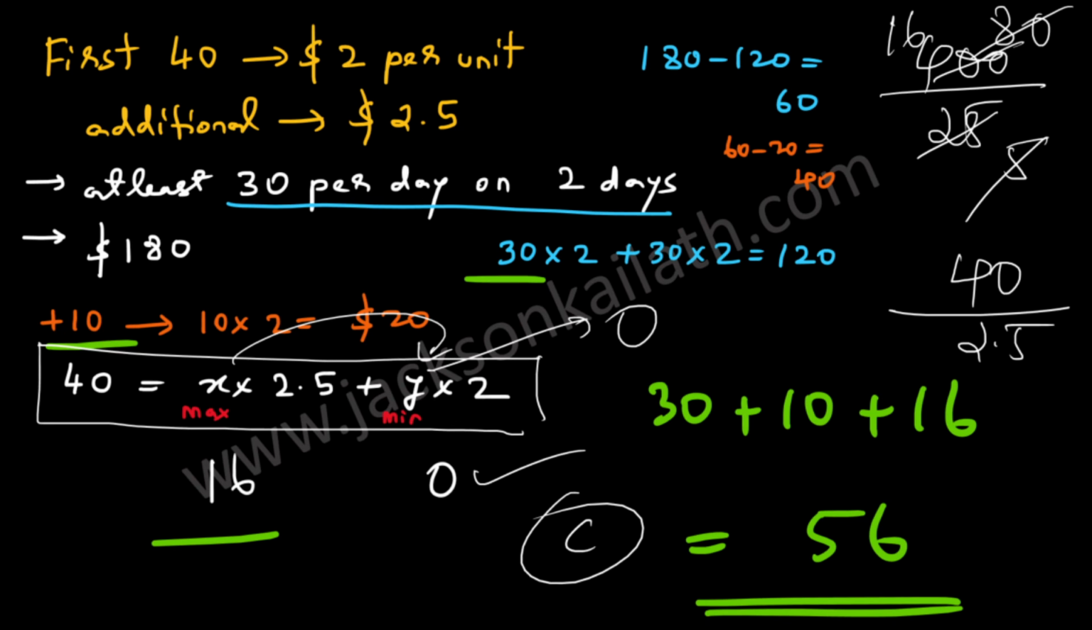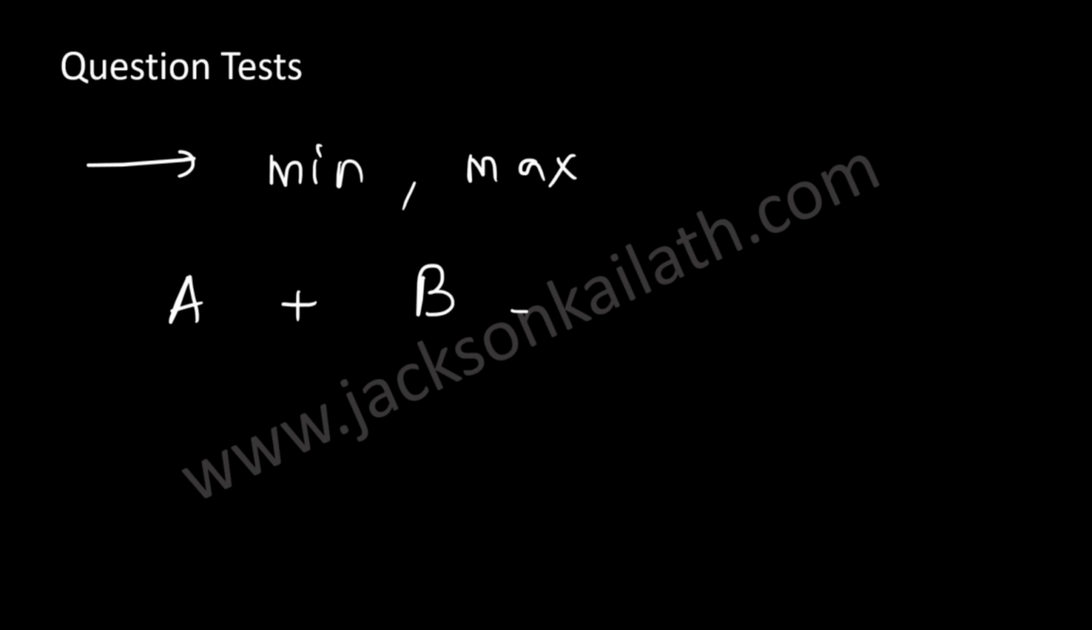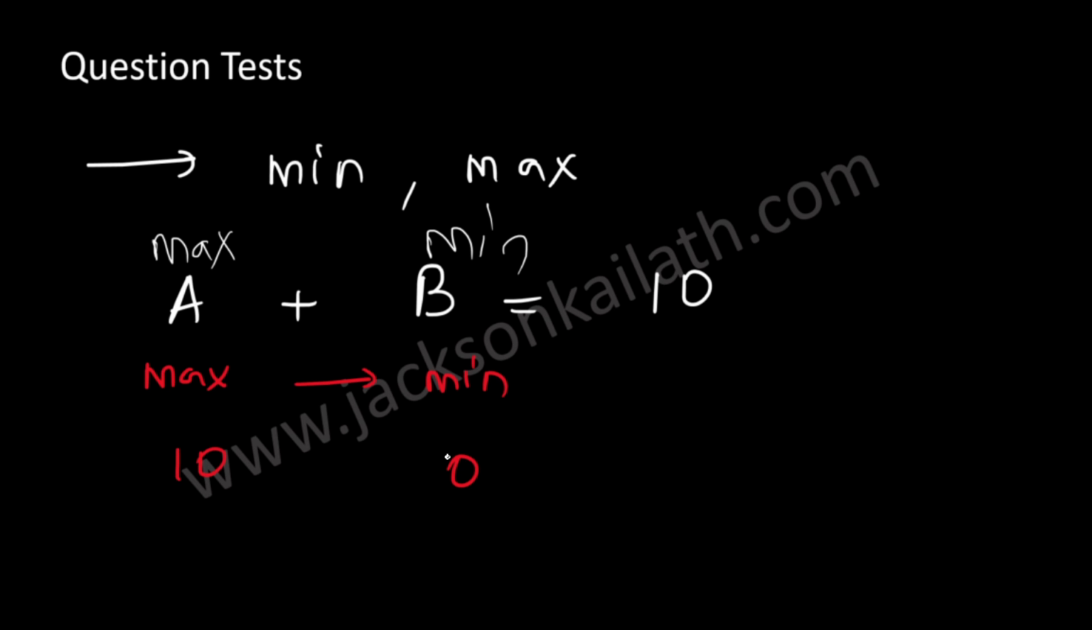Now let's look at what is being tested in this question. Over here we have to minimize and maximize something, so the question is based on minimizing and maximizing. Let's say a plus b is equal to 10. If you want to maximize a, that would mean you have to minimize b. This is the concept that you should know. So you put b to 0 and you get the value of a as 10.